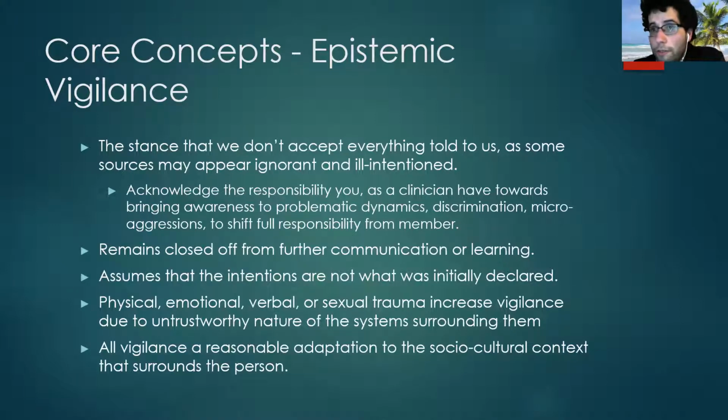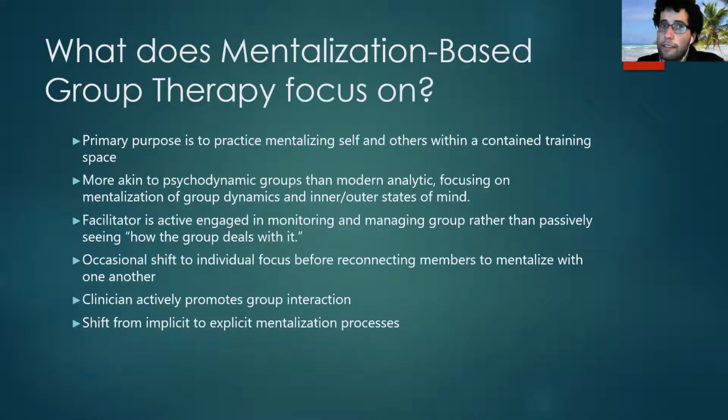Yeah, so when we're vigilant, we're closed off to further learning. We want to question the intentions of what people say they initially declared. And some things that usually lead to this are past traumas. Again, whether that's physical, emotional, verbal, sexual, or racial trauma, that's things within the system that can cause more of a distrust towards certain identities or certain relationships. So all vigilance, again, is a reasonable adaptation for that person. And it isn't problematic so much as it is that you just want to honor and bring awareness to it as it's happening.